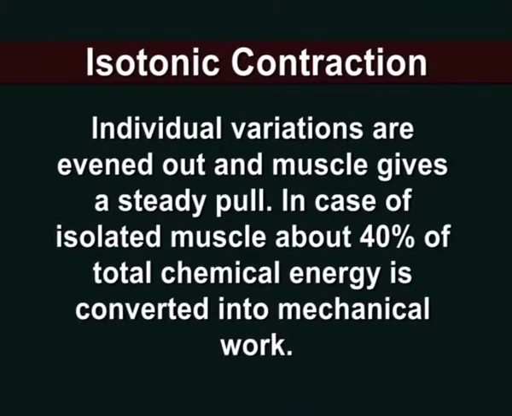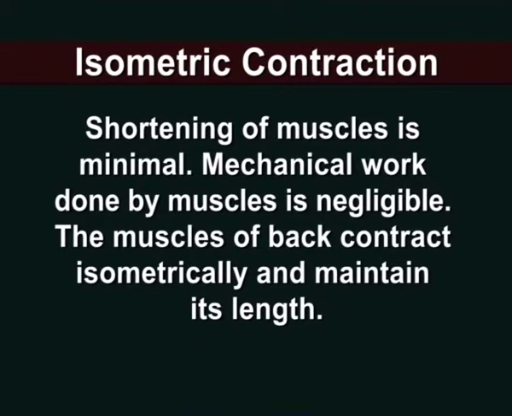In case of isolated muscle, about 40% of total chemical energy is converted into mechanical work. Coming on to isometric contraction, in this, shortening of muscles is minimal. Mechanical work done by muscles is negligible. The muscles of back contract isometrically and maintain their length.